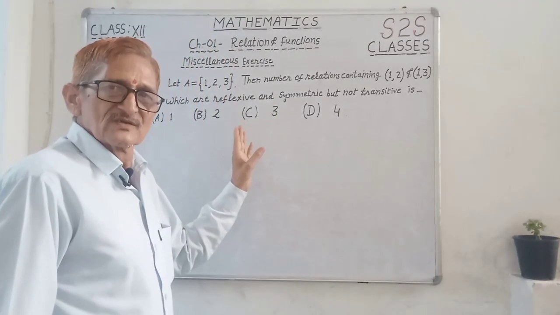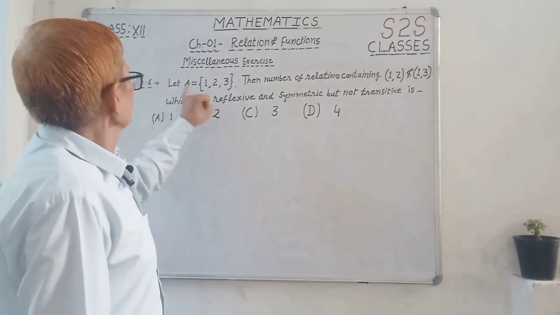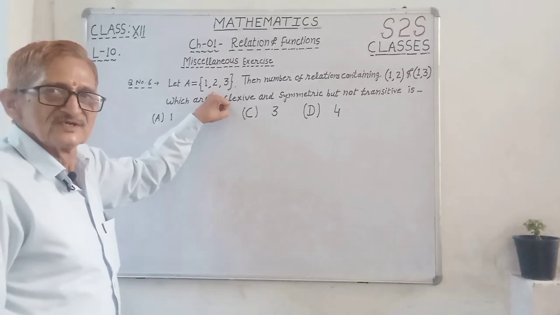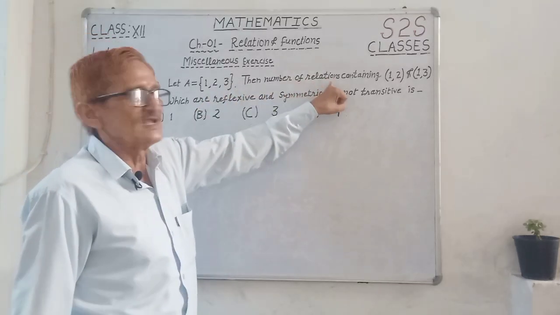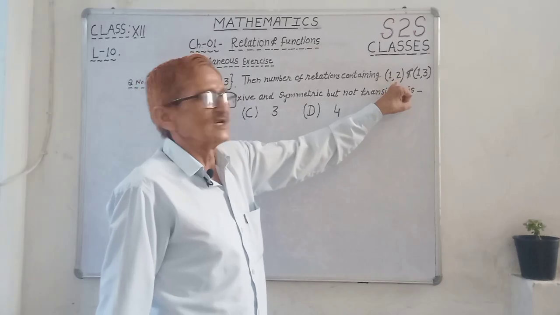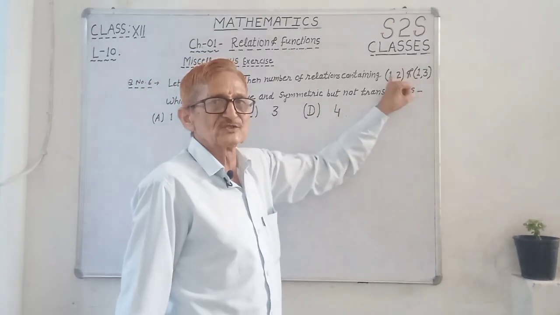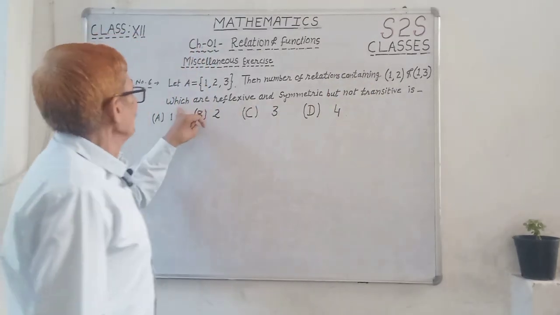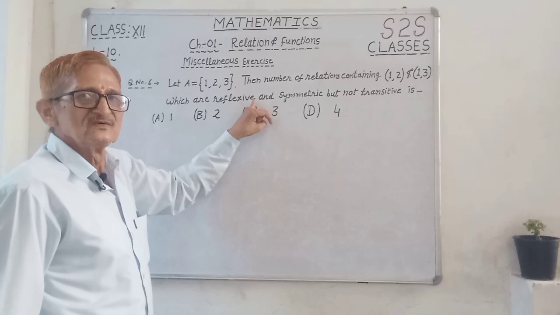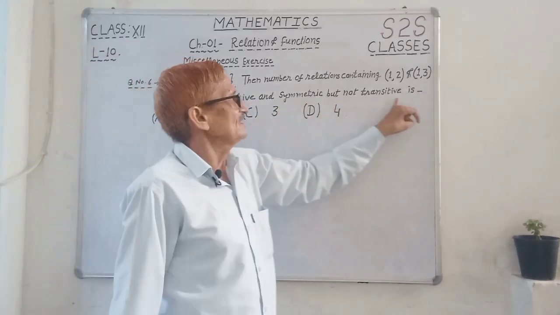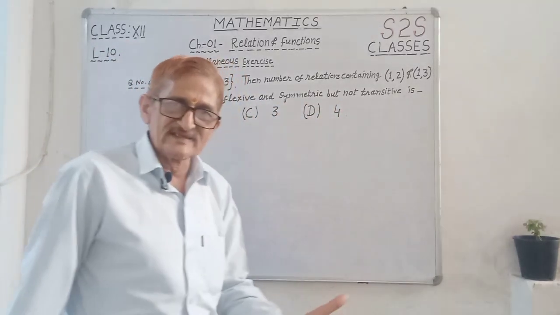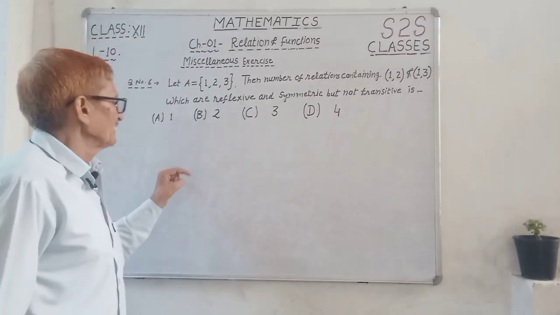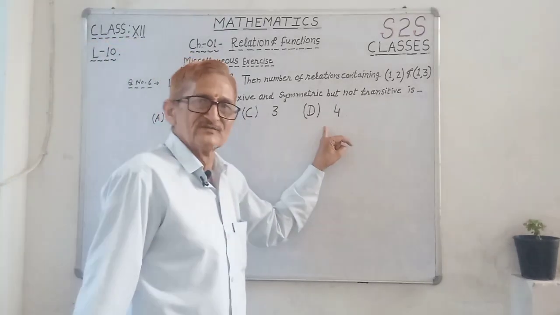Question number 6, miscellaneous exercise. In this question 6, let A equal to the set {1, 2, 3}. Then the number of relations containing (1, 2) and (1, 3), these two ordered pairs must be in the relation, which are reflexive and symmetric but not transitive. So we have to tell how many such relations are possible. Option A 1, B 2, C 3, D 4.